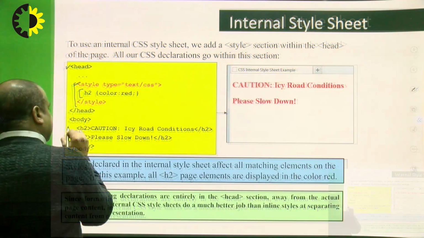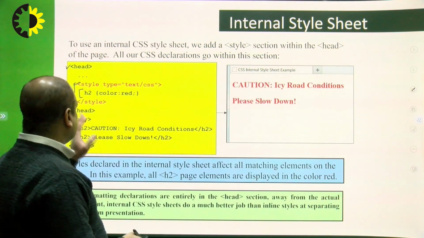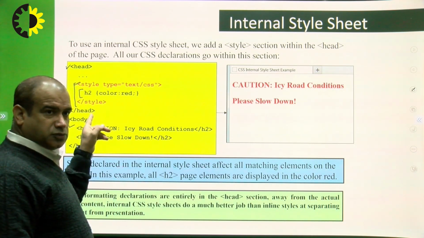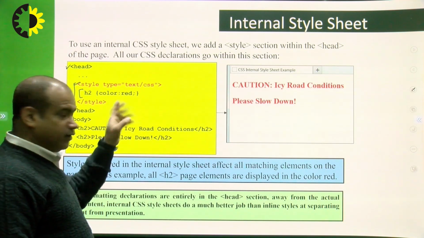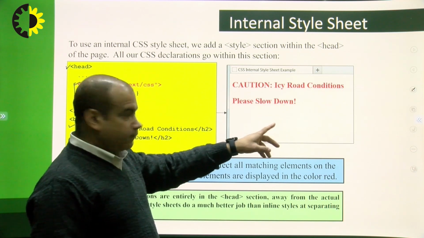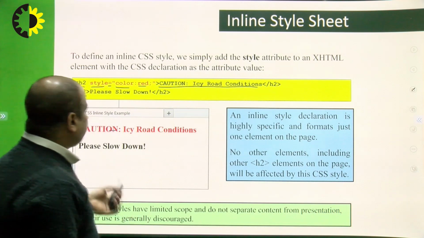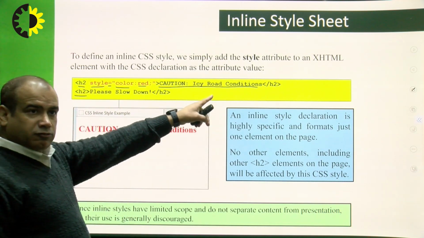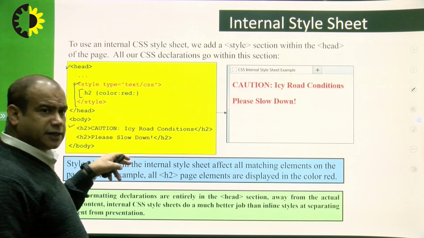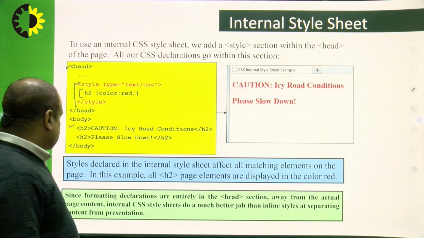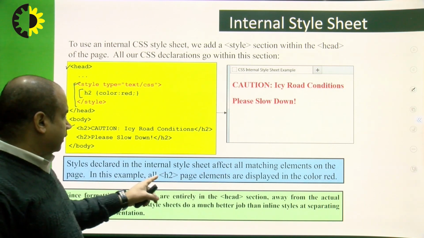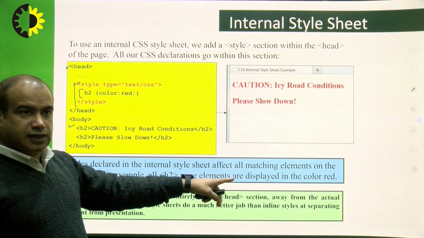Once I apply this on H2, as you will see, since we have applied H2 with color colon red, you will see in the execution that both H2s are red. In the earlier case, we saw it was applied only to the first H2, not the second H2. But in the latter case, in the internal style sheet, it applied to both. So styles declared in the internal style sheet affect all the matching elements on the page. In this example, all H2 page elements are displayed in the color red.